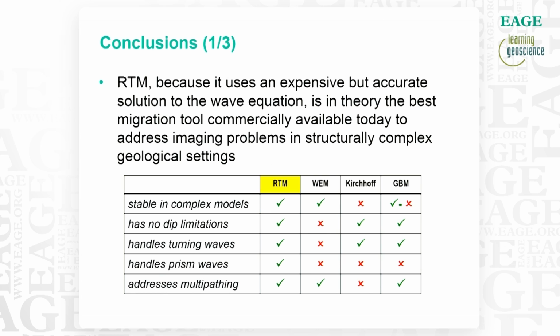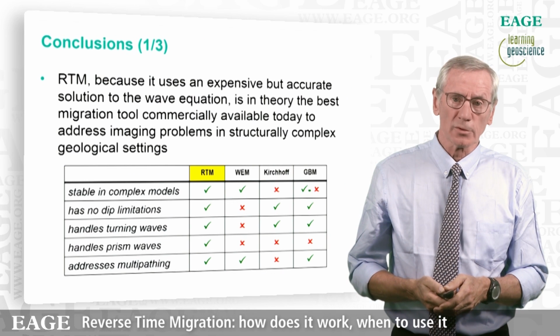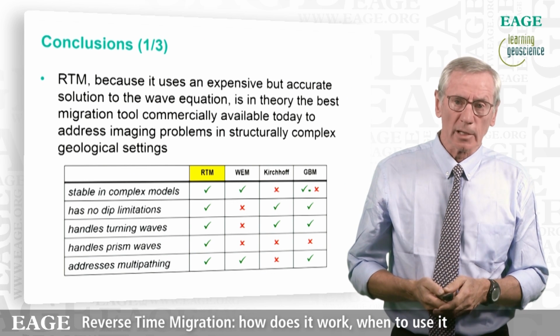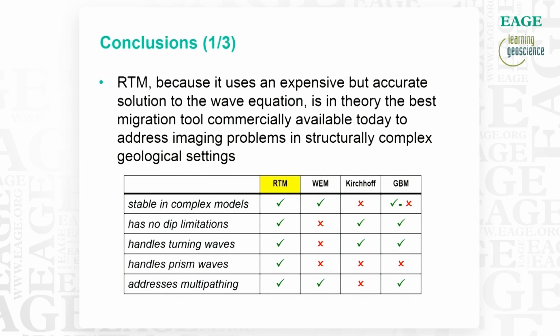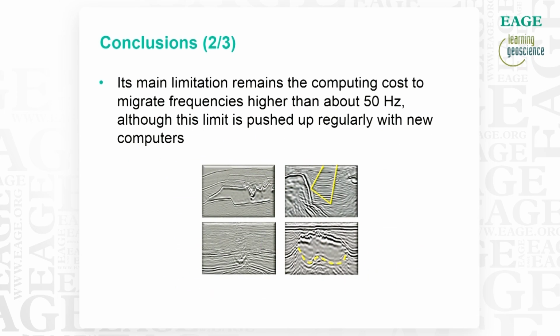So I come to my conclusions. RTM, because it uses an expensive but accurate solution to the wave equation, is in theory the best migration tool commercially available today to address imaging problems in structurally complex geological settings. It's stable in complex models. It can migrate any dip, including overhangs. It handles turning and prism waves, addresses multipathing, and no other tool accumulates all these benefits.